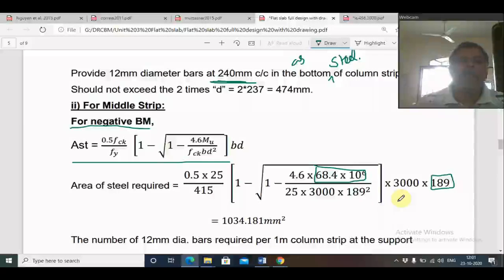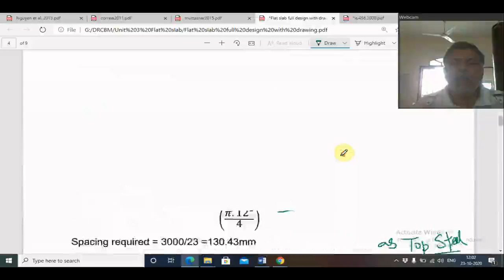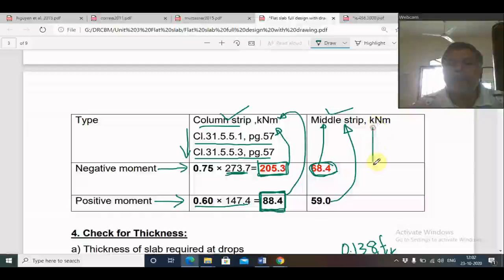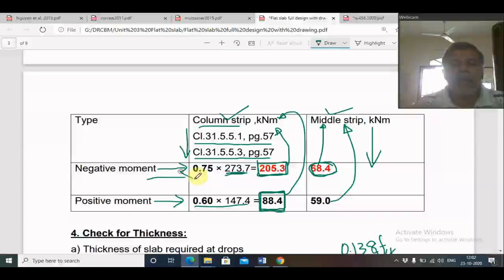We know that the size of the middle strip is again 3 meter by 3 meter. Therefore, breadth B is 3000 again. Then at the middle strip we have only one thickness, that is the thickness of the slab. The corresponding effective depth is 189. So I used the value of 189. The moment I have to check with the moment table again for negative bending moment of the middle strip. The value is 68.4 kNm. I have to use this value.